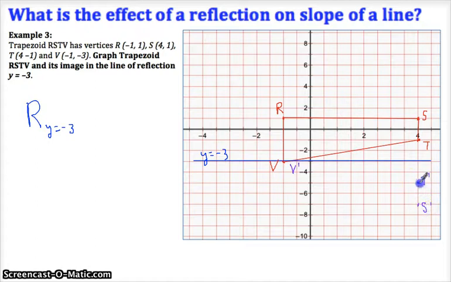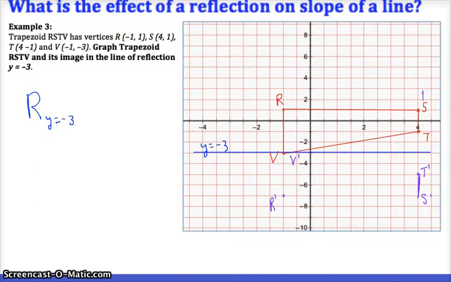S was 4 above, so it's got to be 4 below. That's good. This segment from T to S should be 2 segments long. Because it was 2 segments long before, it should be 2 segments long after. V is there. All I got left is R. And R was up here, 4 above, so it's got to go 4 below. Am I counting tick marks right? I think I actually am. So that's R prime. And I just connect the dots. Yeah, I think this will turn out to be the right color. Connect T prime to V prime, connect V prime to R prime, and that's my new trapezoid.